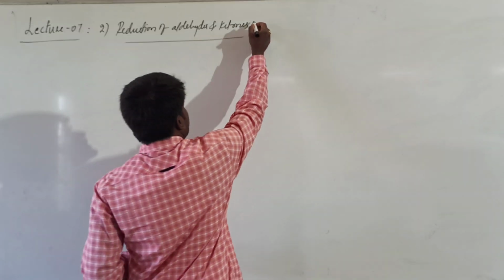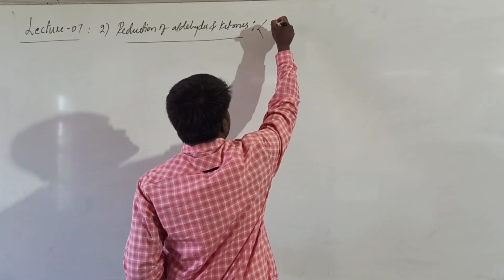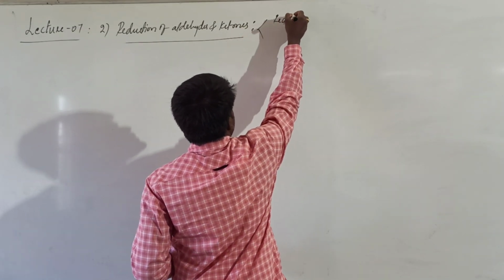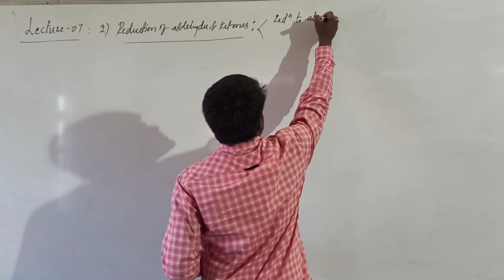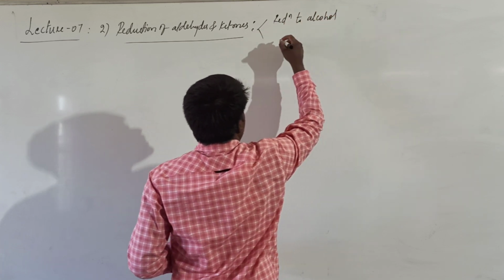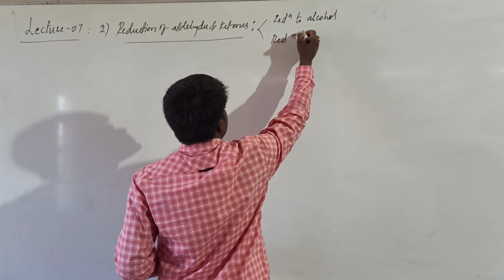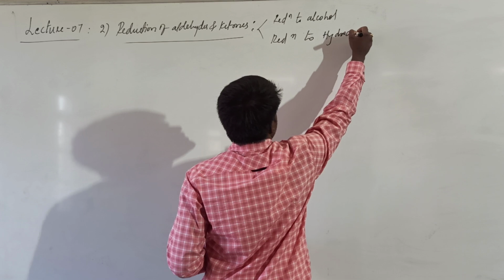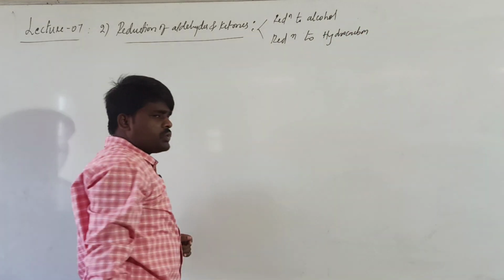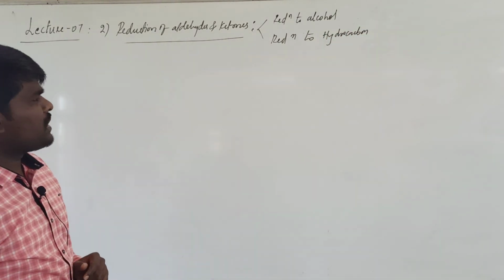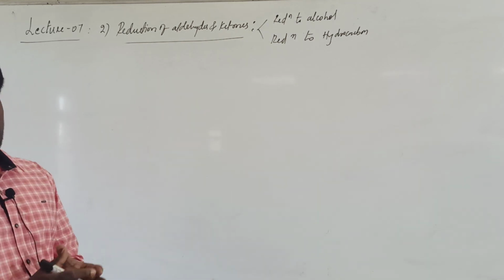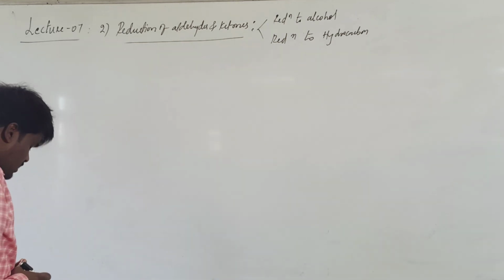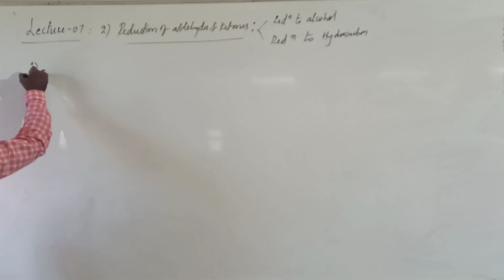Basically, aldehydes and ketones can be reduced in two ways. Either they can be reduced to alcohols, this is one, or reduced to hydrocarbons. There are two types of reductions. Either they can be reduced to alcohols or they can be reduced to hydrocarbons based on the reducing agent used. We will discuss the first one. What is the first one here?